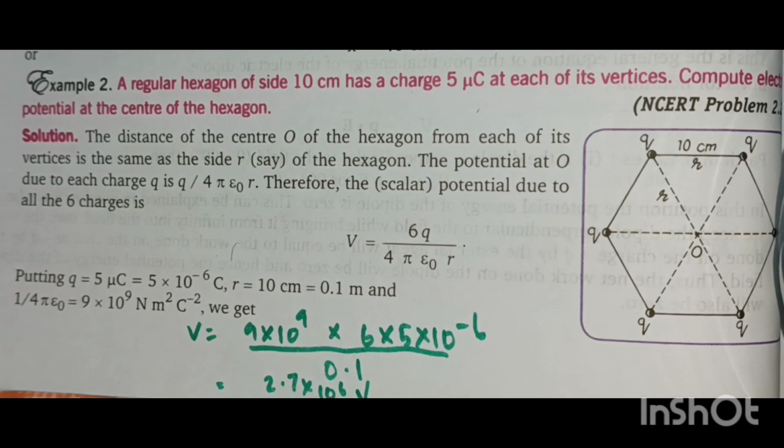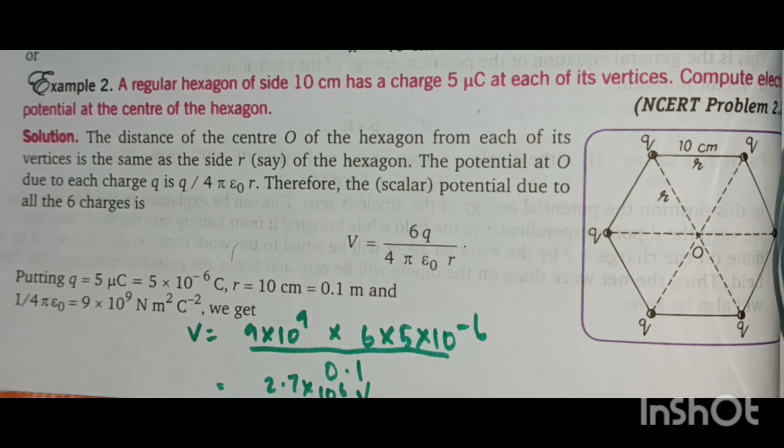A regular hexagon of side 10 centimeter has a charge 5 micro coulomb at each of its vertices. Compute the electric potential at the center of the hexagon. So we have a hexagon of side 10 centimeter and it has 5 micro coulomb at every vertex. Now we have to find the electric potential at the center.